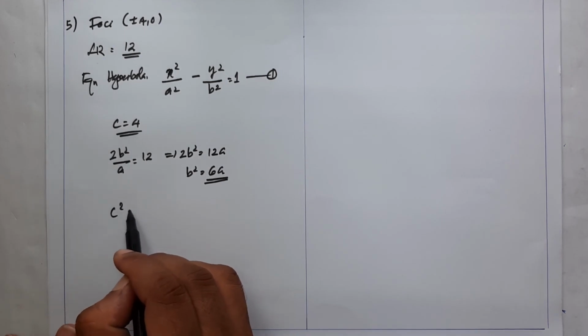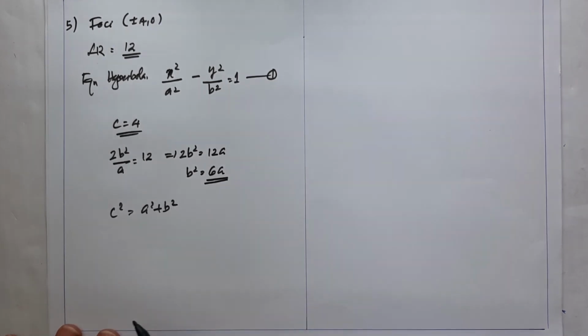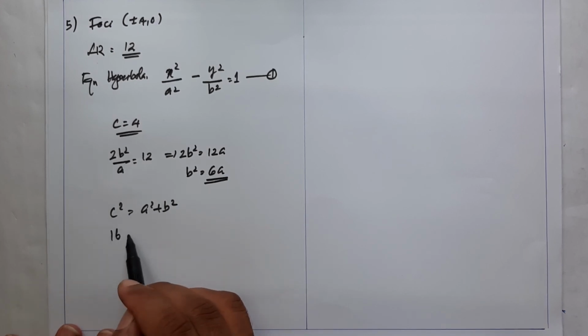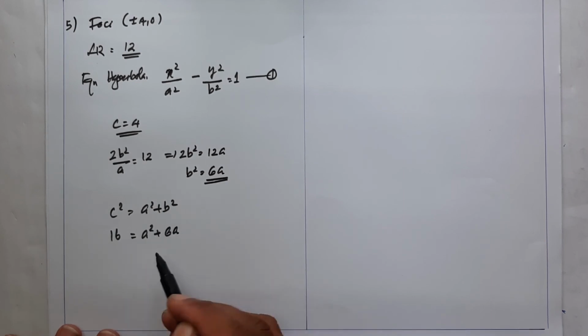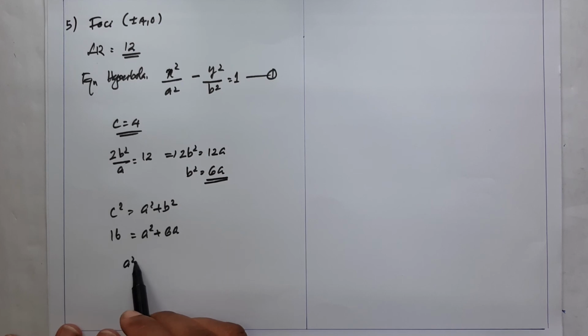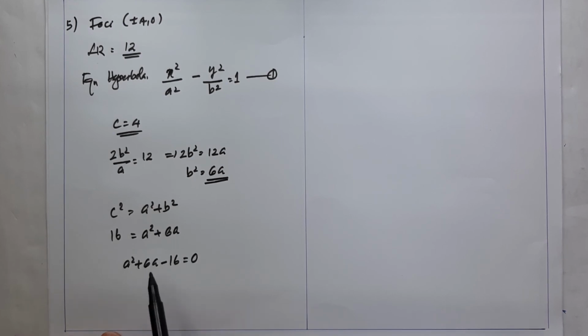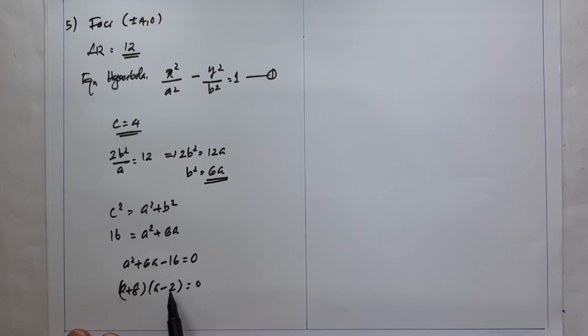Now use the relation c square equal to a square plus b square. C square, that is 16, is equal to a square plus b square, which is 6a. Therefore we get a quadratic in a, that is a square plus 6a minus 16 is equal to 0. Now find two numbers whose sum is 6 and product is minus 16: (a plus 8) into (a minus 2) equal to 0, because 8 plus minus 2 is 6, and 8 into minus 2 is minus 16. Therefore a is equal to minus 8 and a is equal to 2.